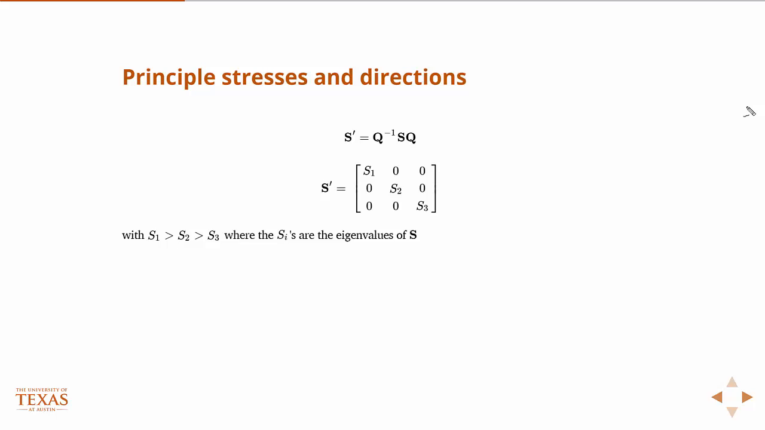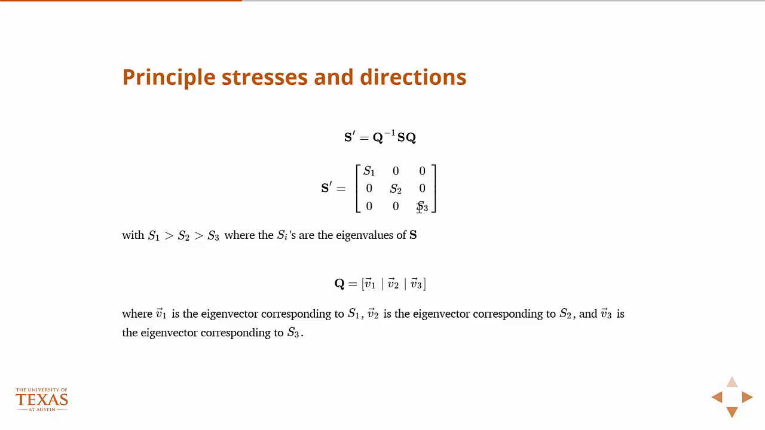Again, if we diagonalize it, S prime will look like this, where I have now used S1, S2, and S3. And typically, we order them from largest to smallest. So S1 is greater than S2, which is greater than S3. That's typically how we order it. And again, Q is made up of the corresponding eigenvectors. So in this case, V1 is the eigenvector corresponding to S1, V2 is the eigenvector corresponding to S2, and V3 is the eigenvector corresponding to S3.